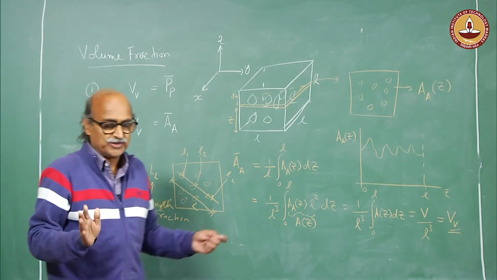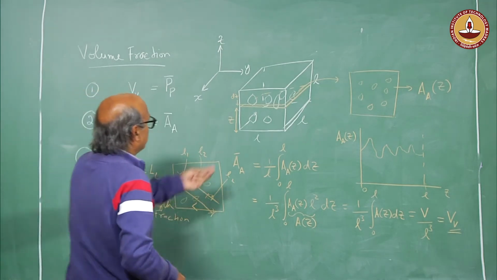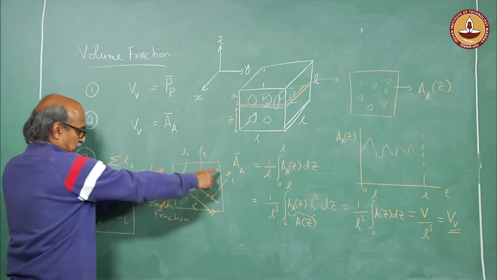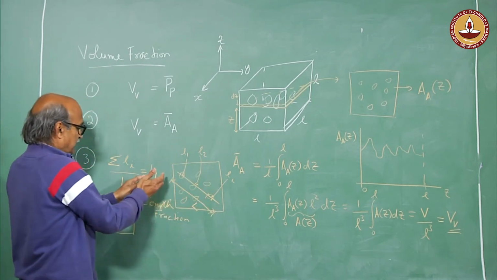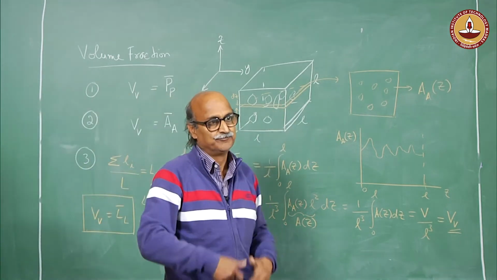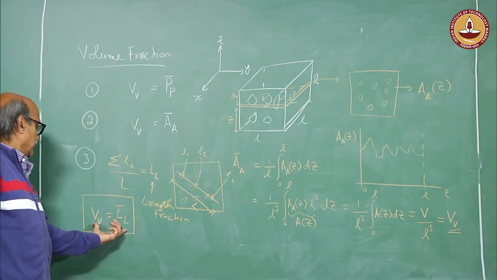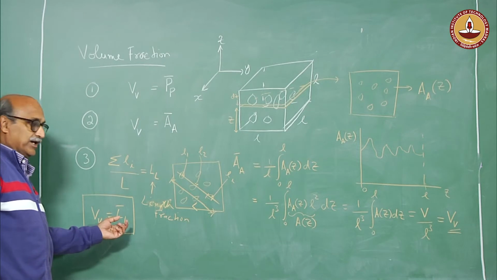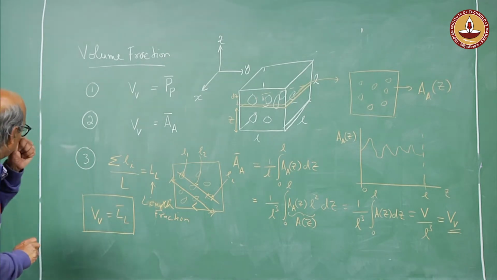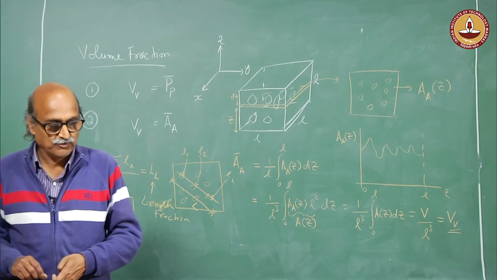Now, I am not going to prove this, but it is easy to prove. You can prove it the way this has been proved. On a two-dimensional section, you can prove that length fraction is actually area fraction, and since we have already proved that area fraction is volume fraction, the relationship that volume fraction is estimated by the length fraction becomes true. So, essentially I have put down three different ways in which we can measure volume fraction.